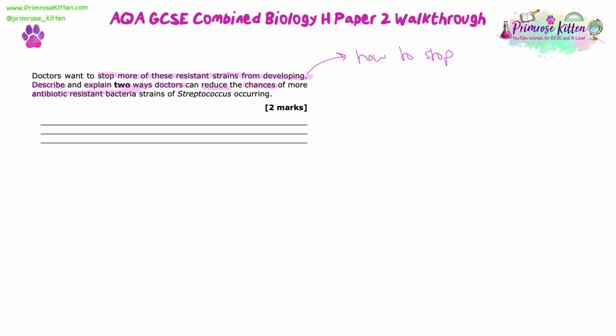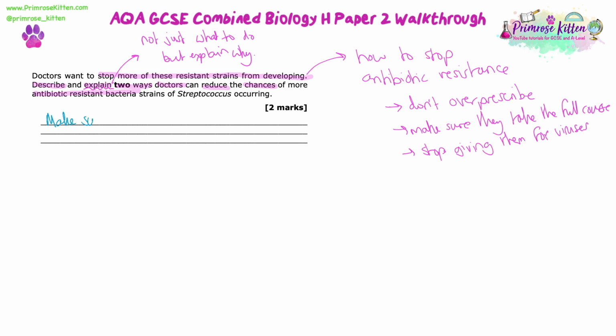So ways in which they can stop antibiotic resistance is to not overprescribe, so not prescribe antibiotics when they're not needed. Make sure that the patient takes the full course of antibiotics. Don't prescribe antibiotics for viruses. So we just need to take each of those and then give the reason why that can cause antibiotic resistance if they don't do those things.